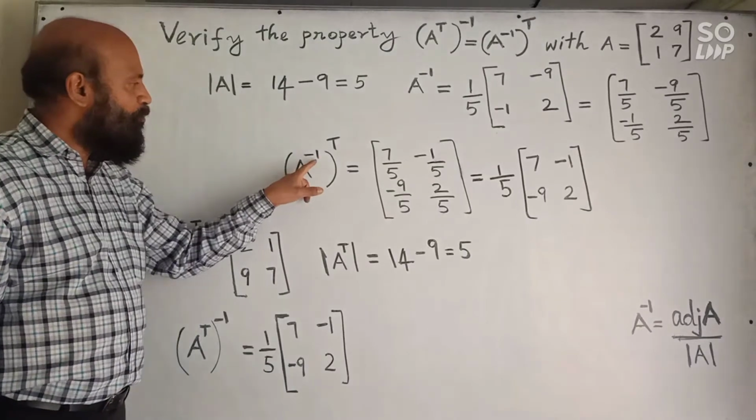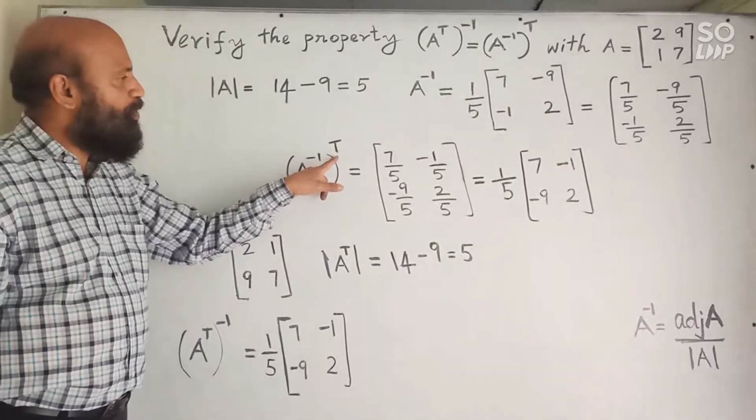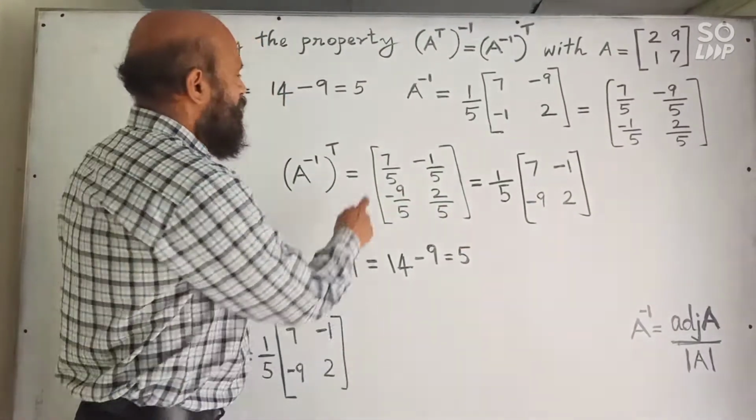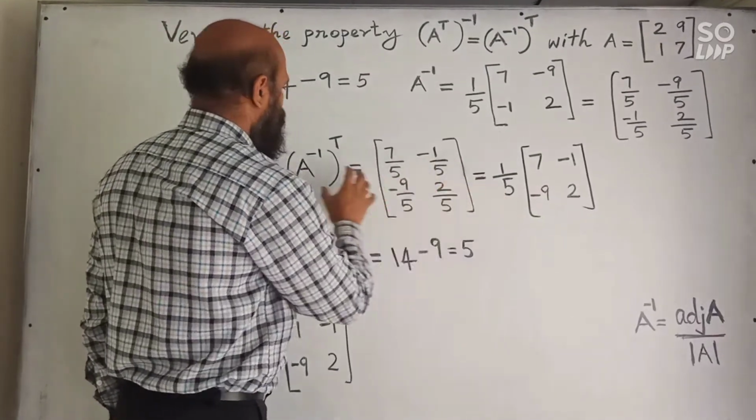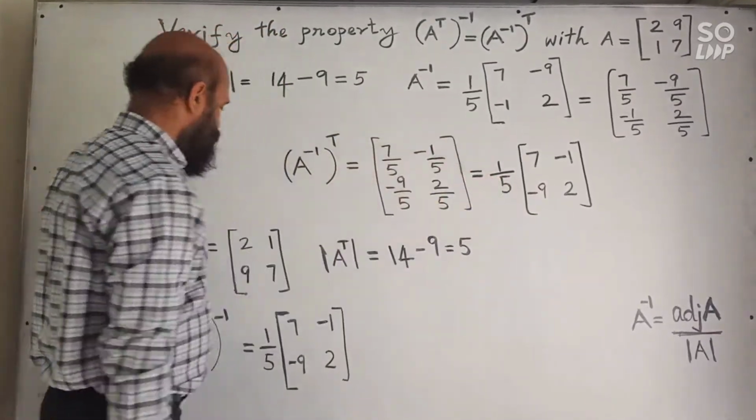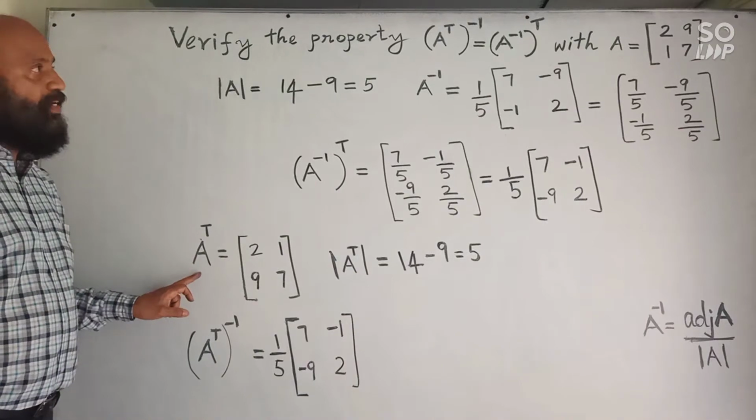First we found out the inverse of the matrix. Then we took the transpose. Take this 1 by 5 outside. So we are getting A inverse transpose. Next we will see this side.